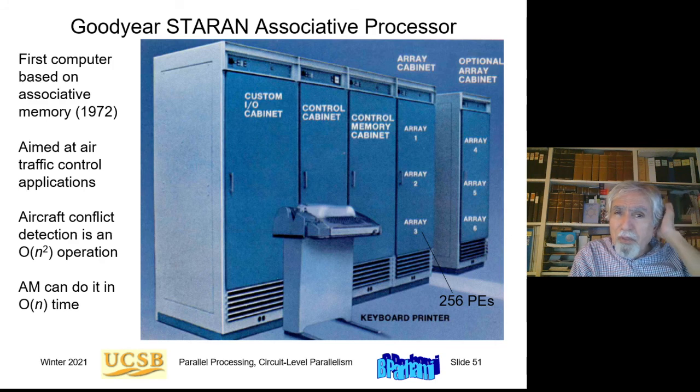Okay, this is an old example of an associative processor. The very first important device in this category, Goodyear Staran. It was aimed at air traffic control applications.